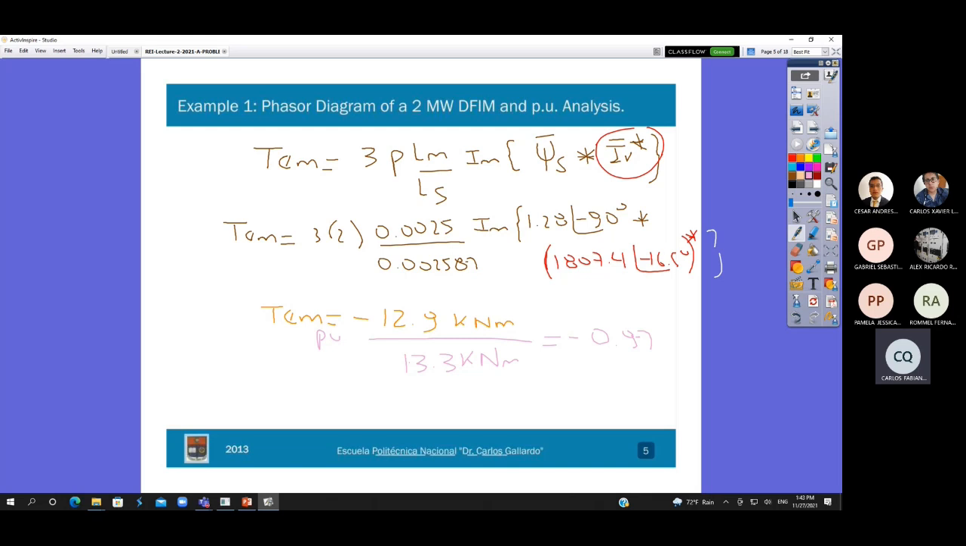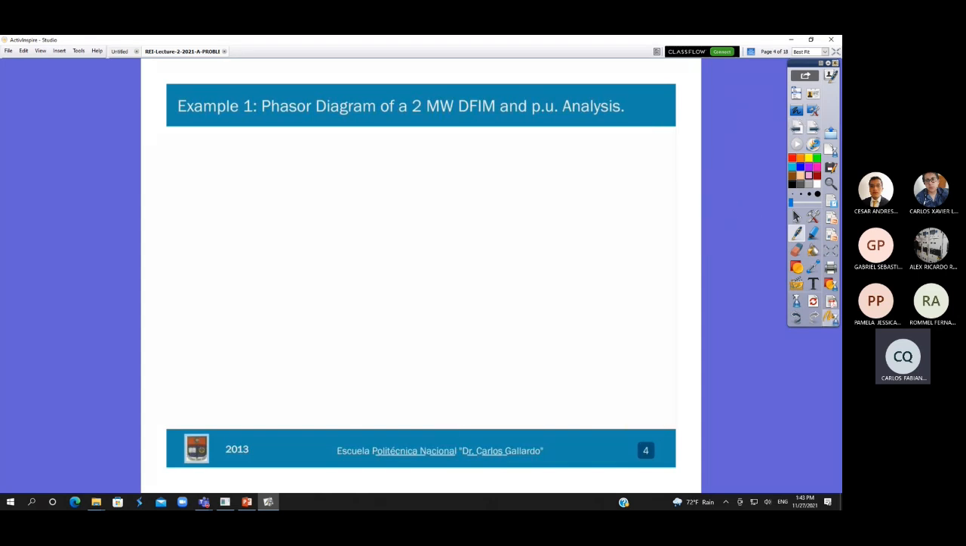Okay, so let's analyze the following. What is the grid active power? The total power generated by the doubly fed machine is the grid active power, and this is equal to the rotor active power plus the stator active power, which is negative 0.55 minus 2, and this is equal to negative 2.55 megawatts.